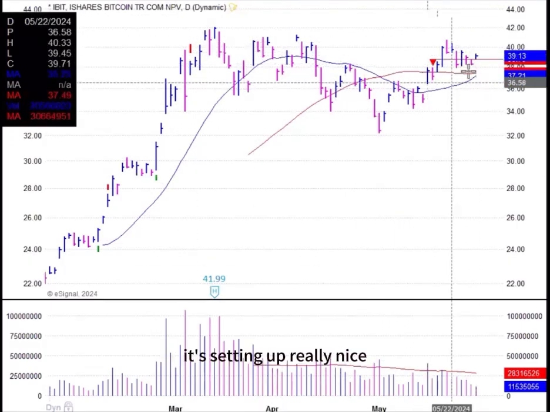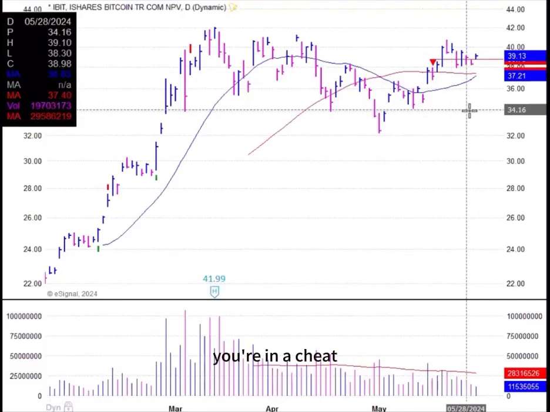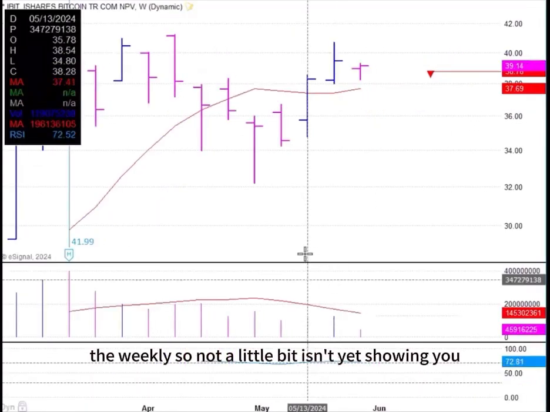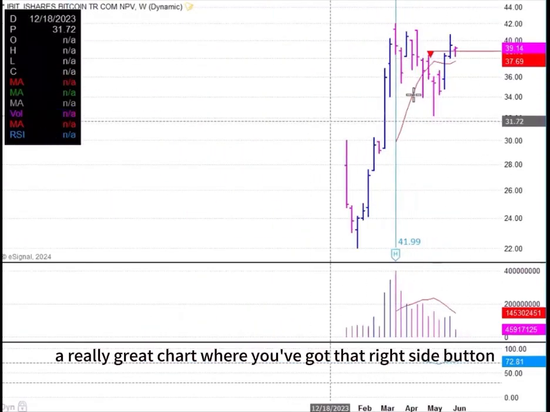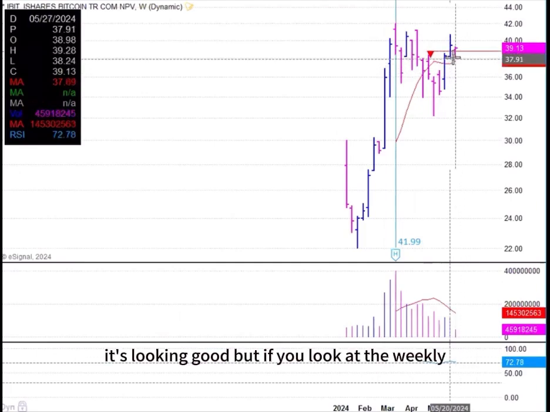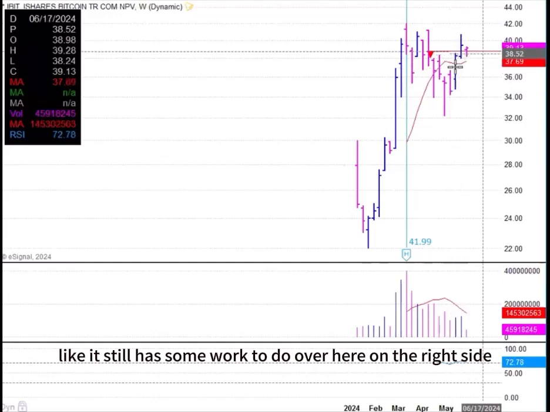In a daily, it's setting up really nice, but when you come off of a pullback buy, whether you're in a low cheat, a handle, sometimes what will happen is, if you look at the weekly, zoom out a little bit, it isn't yet showing you a really great chart where you've got that right side built. You can see here, it's looking good, but if you look at the weekly, it looks like it still has some work to do over here on the right side.